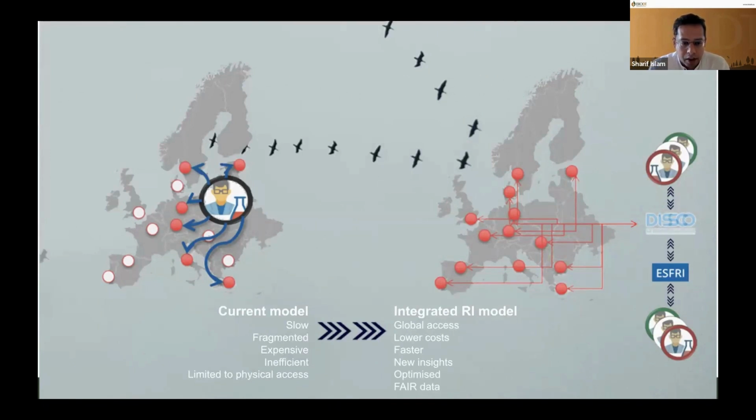And of course, a lot of this physical access limits the way you can do things in broader scientific disciplines. So we want to change that in an integrated research infrastructure model, provide wider access, and this integration hopefully will lower costs and make research procedures faster, and provide new insights with all this digitization and digital models. And of course, FAIR, findable, accessible, interoperable, and reusable, is also a key element to this integration.